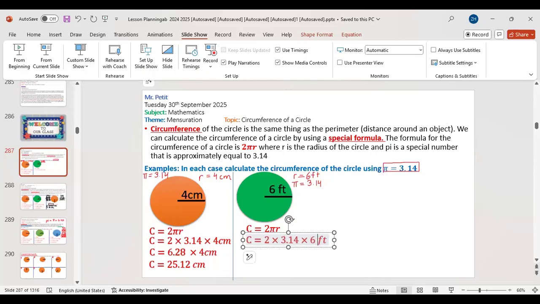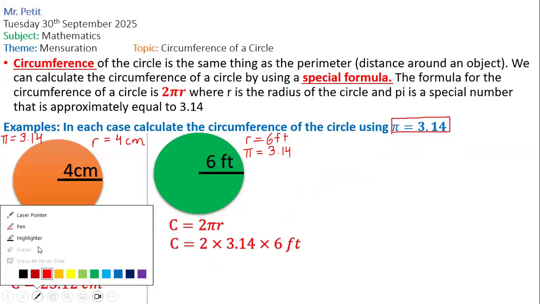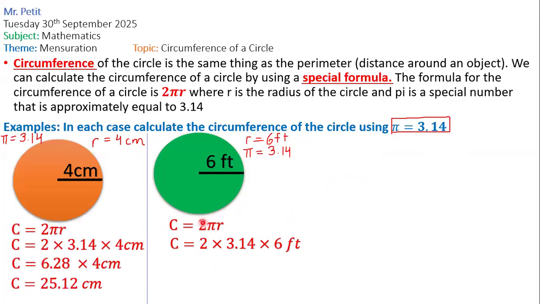Yes, sir. Okay, good. So he is right so far. All we did was we substituted. We know that pi is equal to 3.14. We know that r is equal to 6, 6 feet. Now we're just gonna multiply, right?